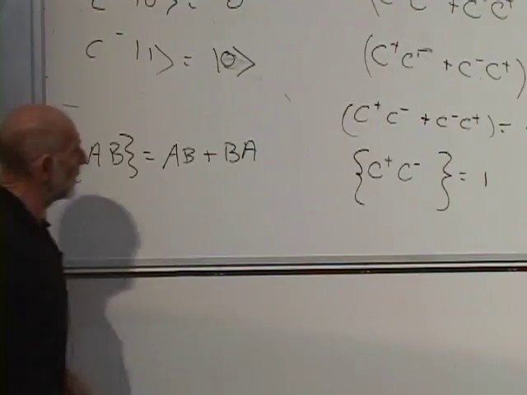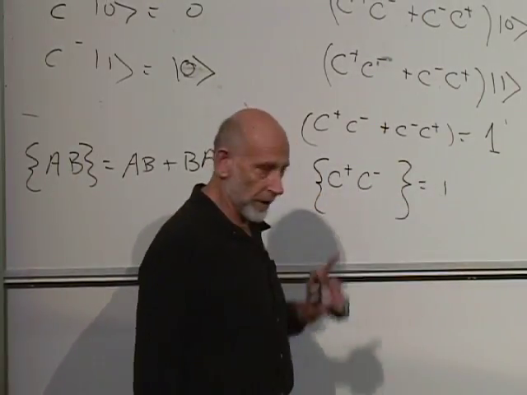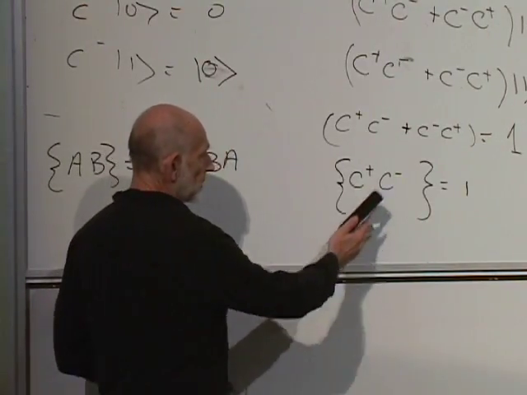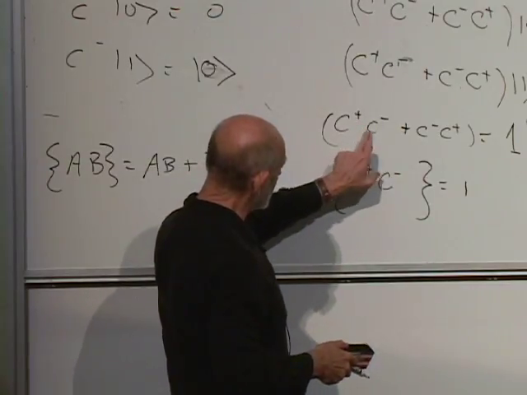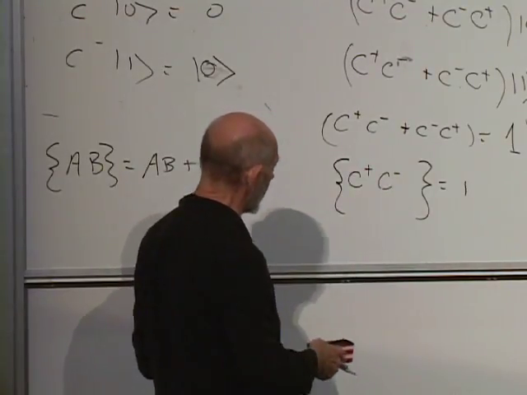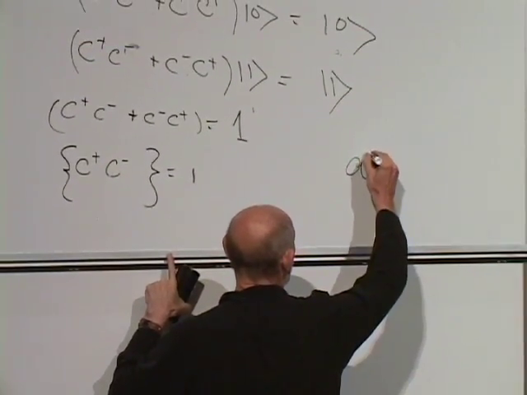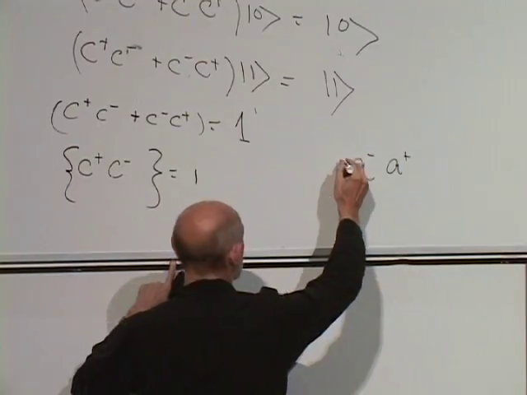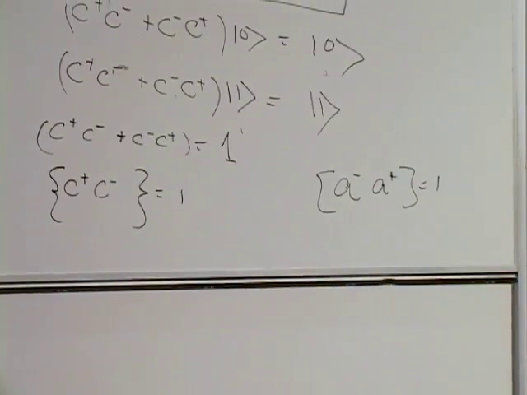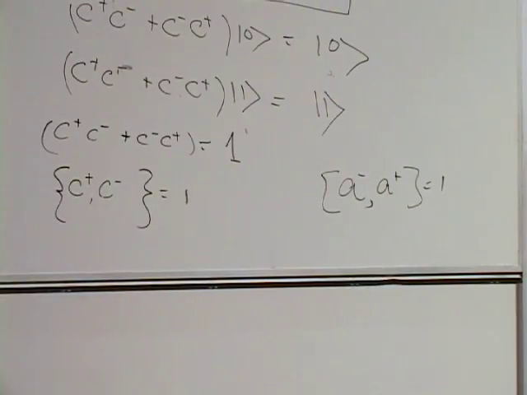Okay, so the first thing we learn is the creation and annihilation operators anti-commute to give 1 on the right-hand side. It doesn't matter which order you write them in: C plus C minus, C minus C plus, same thing. This is the analog for bosons of the commutator of A minus with A plus equal to 1. It's not the same thing, but it's the analog. In this case, it's commutator for bosons. In this case, it's anti-commutator.